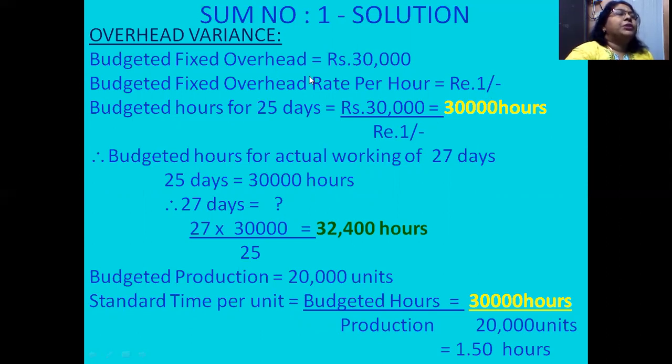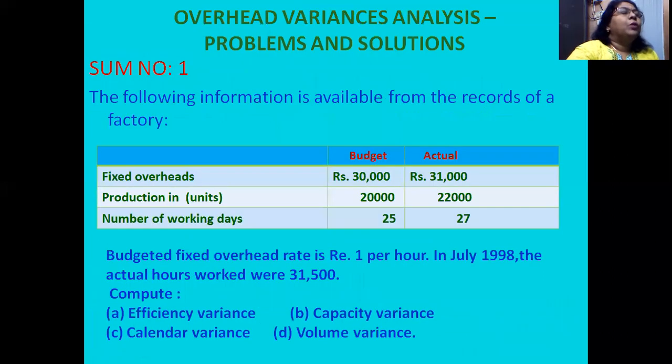I repeat, the budgeted fixed overhead was given and rate per hour also is given. We are finding out how many hours as standard hours for 25 days. Okay, this is for 25 days, so next we need to calculate 27 days. Why do we need to calculate for 27 days? Look at the problem. As per the standard, it was 25 days, but as per the actual, they took 27 days.